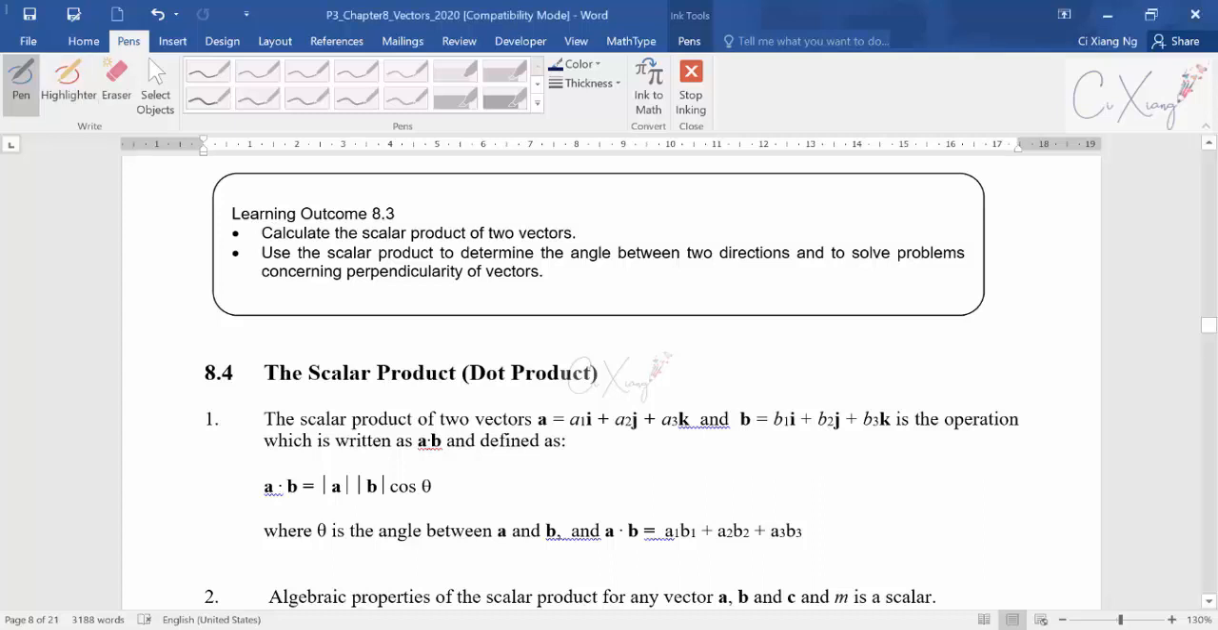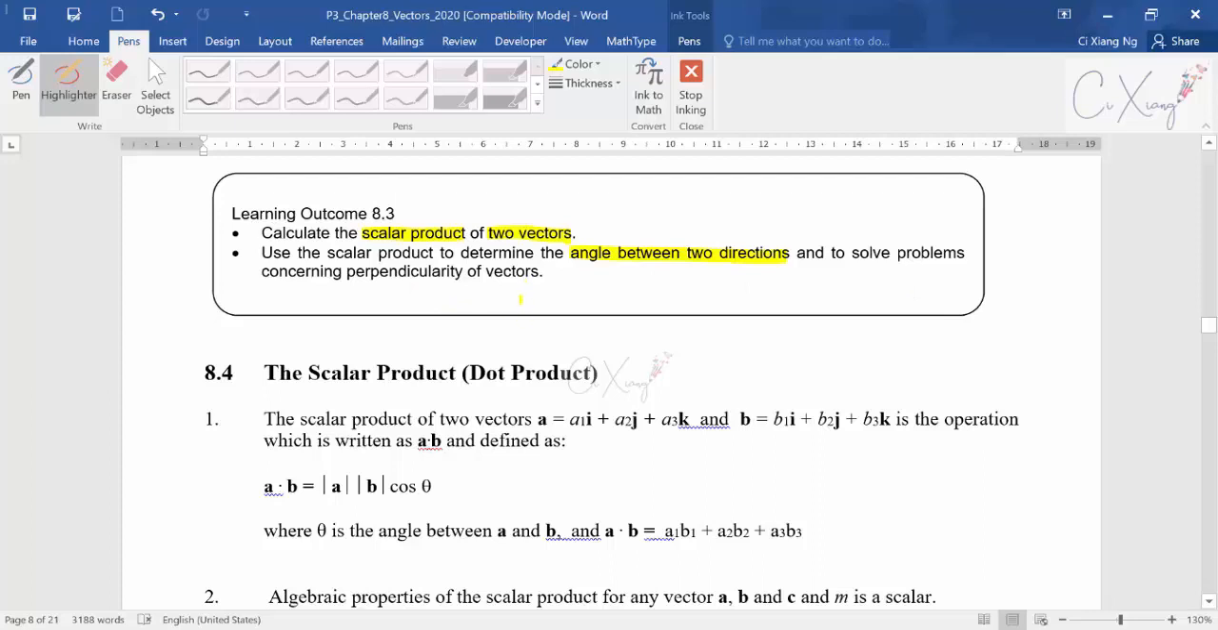For this video, we are going to continue with a very important formula, and we call it the scalar product or the dot product. For the learning outcome for this part, generally you need to calculate the scalar product of two vectors. After that, you need to use the scalar product to determine the angle between two direction vectors, and to solve problems concerning perpendicularity of vectors.